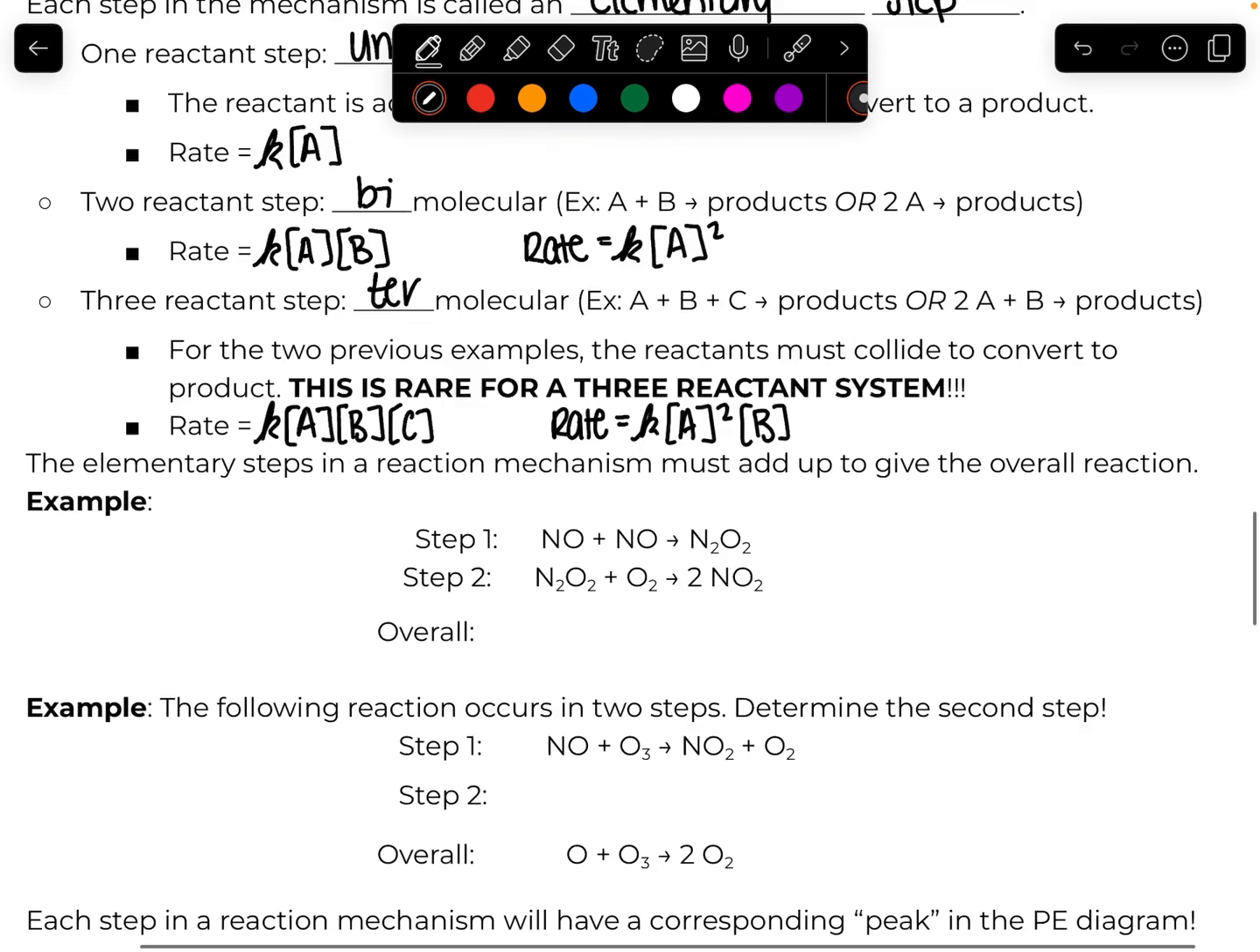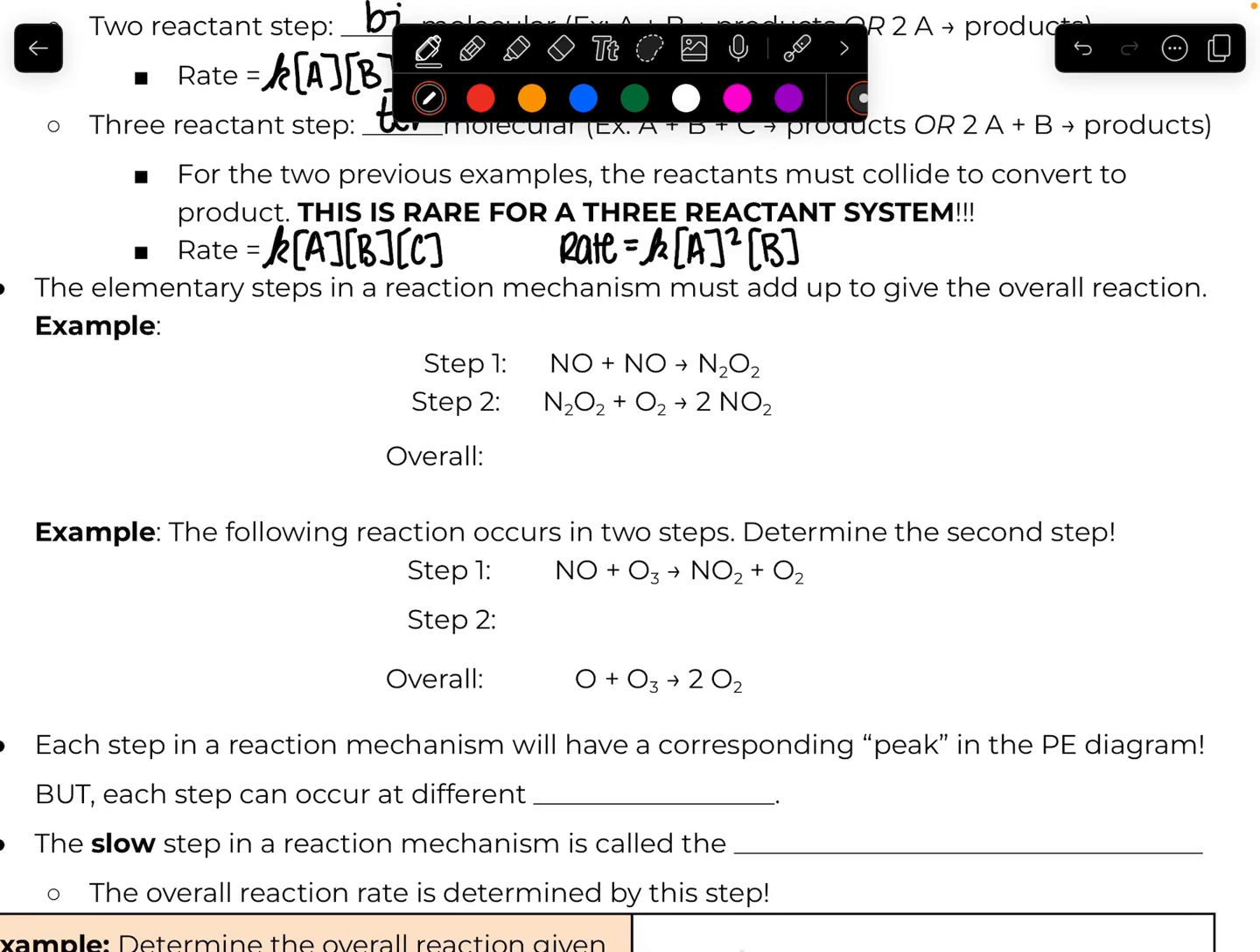So how can we use these? What kind of chemistry are we going to do with them? So your elementary steps in your reaction mechanism must add up to your overall reaction. Duh, right? You can't just randomly add stuff in there and then it just magically disappears. It has to be used for a purpose. It has to do something, and it has to add up to your overall reactants yields products. Law of conservation of mass matter, right?